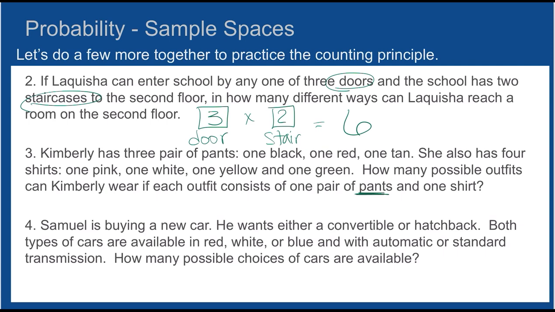So we're looking at pants times shirts. Our first box is going to be our pants box, and she's got 1, 2, 3 possible pant colors. The next one's going to be the shirts, and she has 1, 2, 3, 4 possible shirt colors. So how many outfits can she make? She can make 12 outfit combos out of all of her colors.